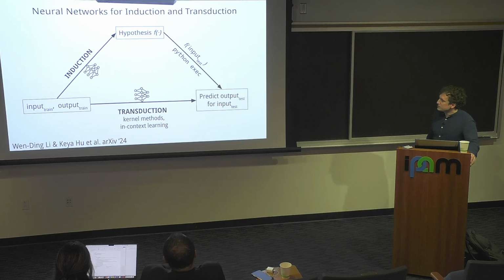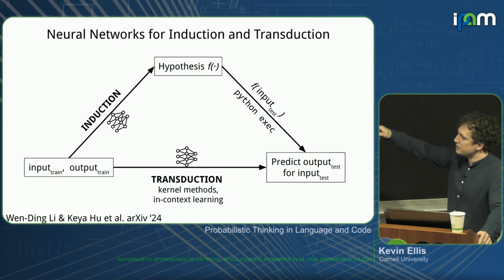So what we did is we compared neural networks for induction and transduction. We're going to train neural nets to either make code or just make predictions. And we're going to test these things on ARC.